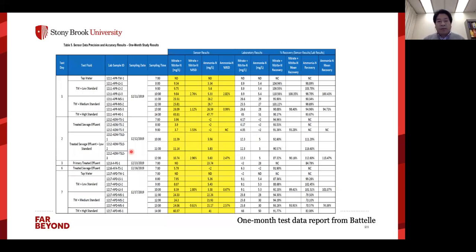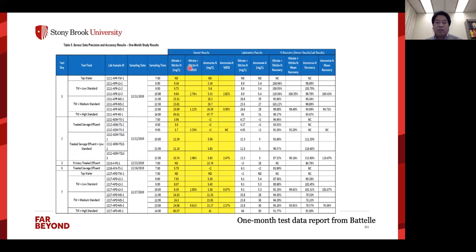So that is on this table. This is a very small figure, probably cannot see it. So the sensor results, that is highlighted with yellow. The lab data, that is these two columns. So when we take a look, actually, this column and this column.